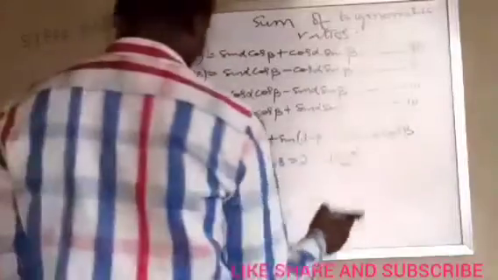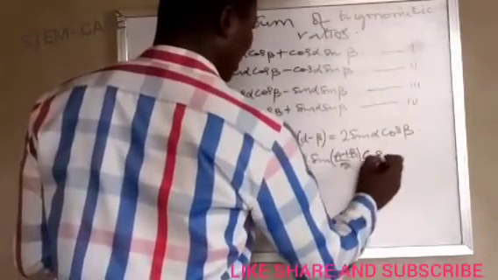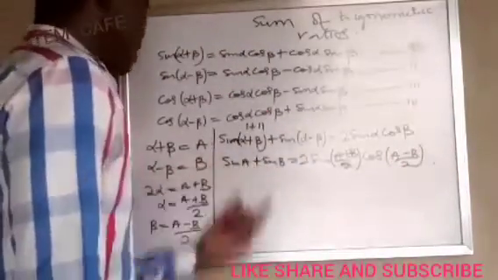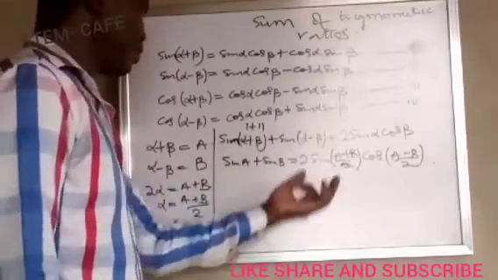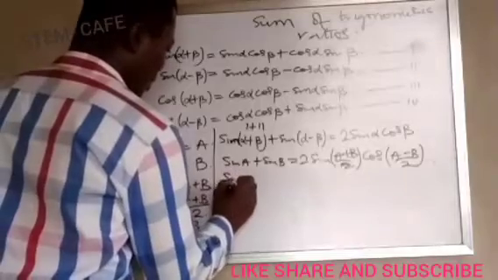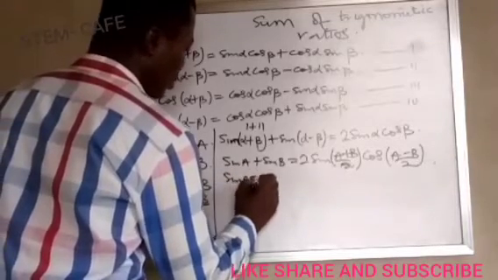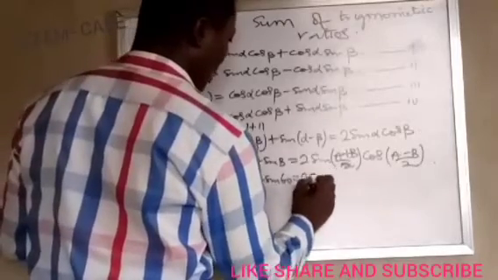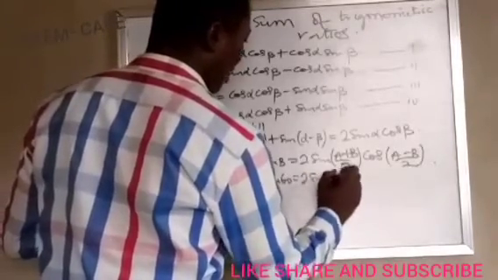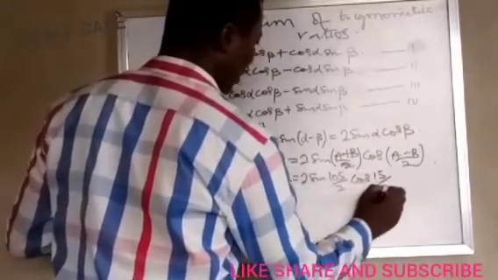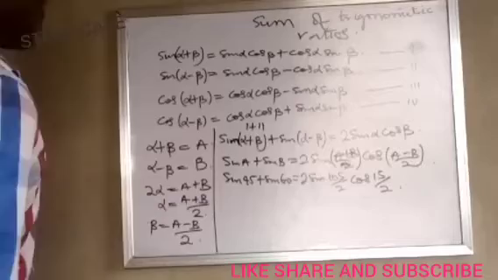And cos (A minus B) over 2. So which means that if I have sin A plus sin B, it's going to give me 2 sin (A plus B) over 2 cos (A minus B) over 2. And if I have sin 45 plus sin 60, it's going to give me 2 sin 105 over 2 cos 15 over 2. Now let's go to another one.